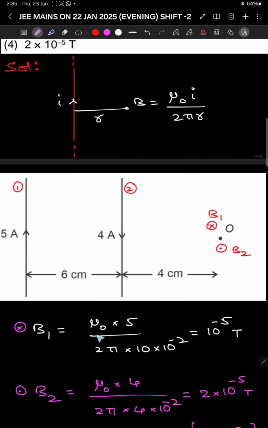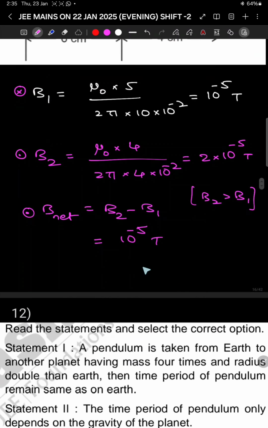So B1 value mu naught, I value 5 amps by 2 pi, distance 6 plus 4, 10 centimeters converted to meters. Similarly B2 value mu naught, I value 4 by 2 pi, distance 4 into 10 power minus 2. These two are opposite, subtract to find net magnetic field.